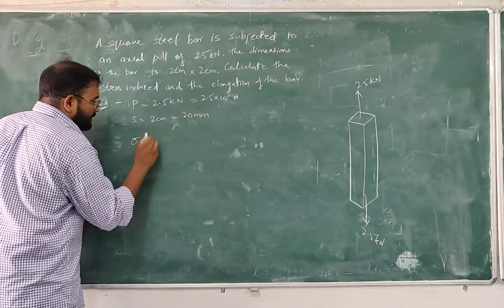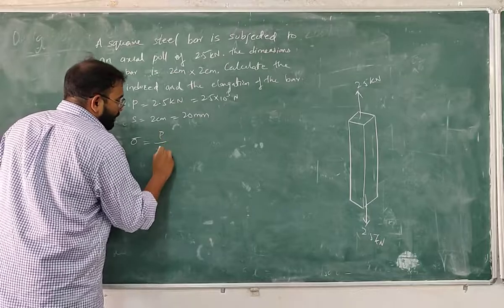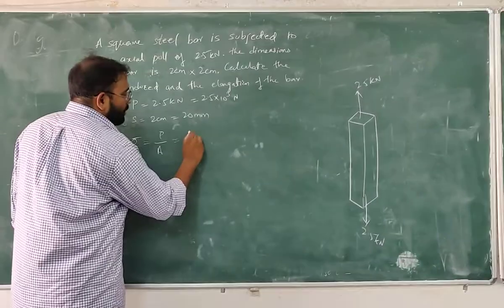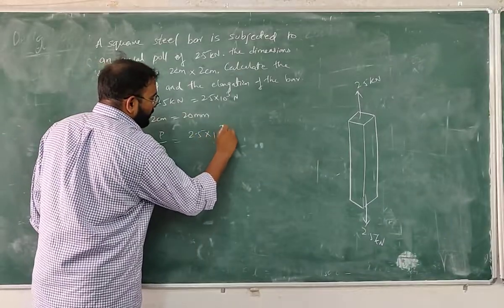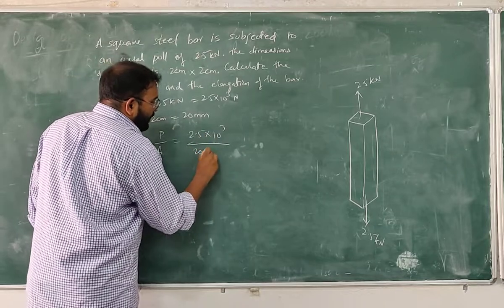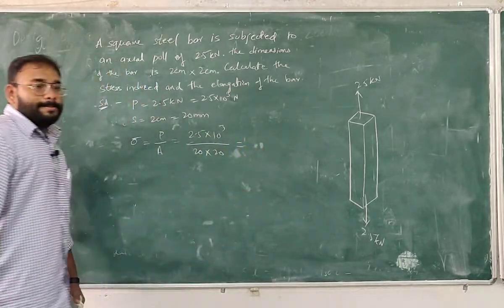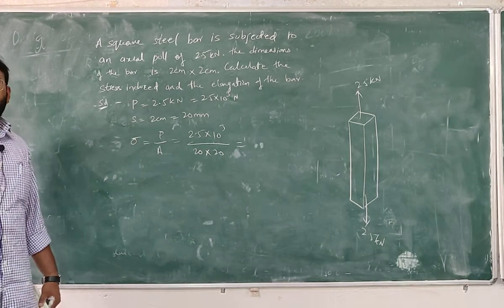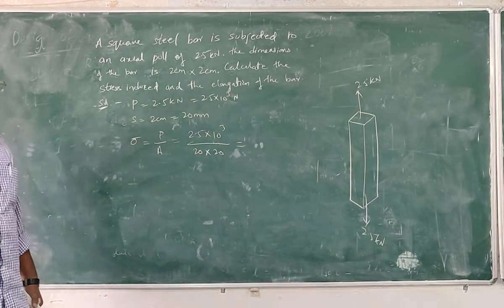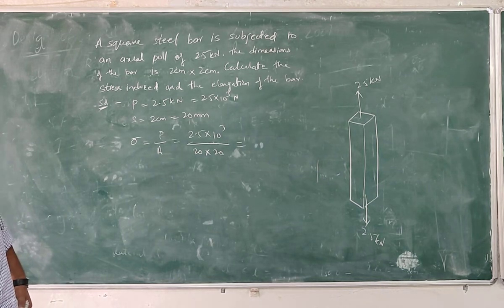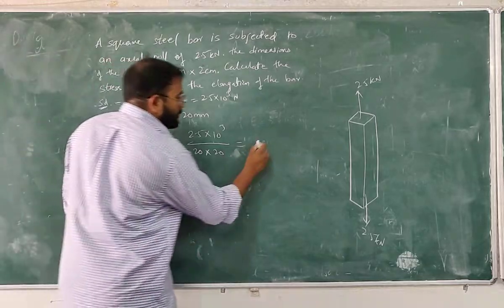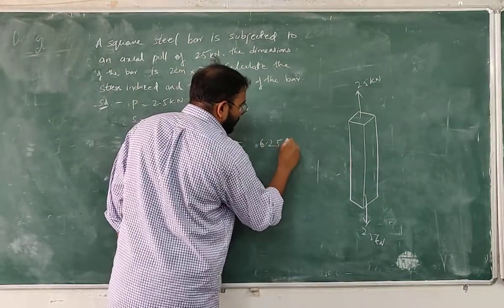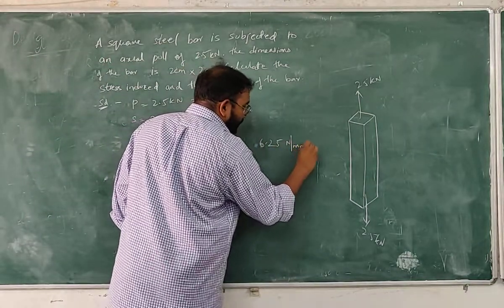Now stress sigma is equal to load by area. So this is equal to 2.5 10 power 3 divided by 20 into 20. Square bar, area of square bar will be 20 into 20. It is 6.25 Newton per millimeter square.